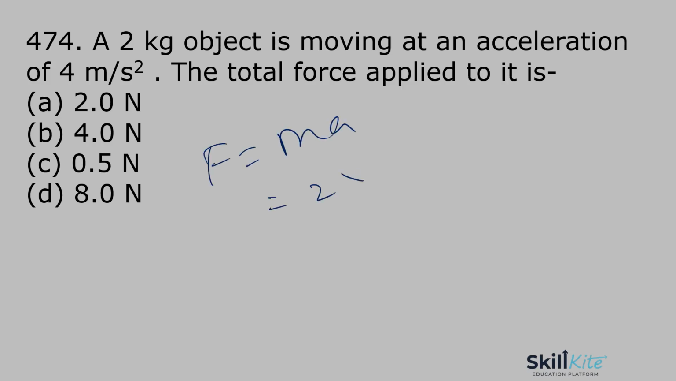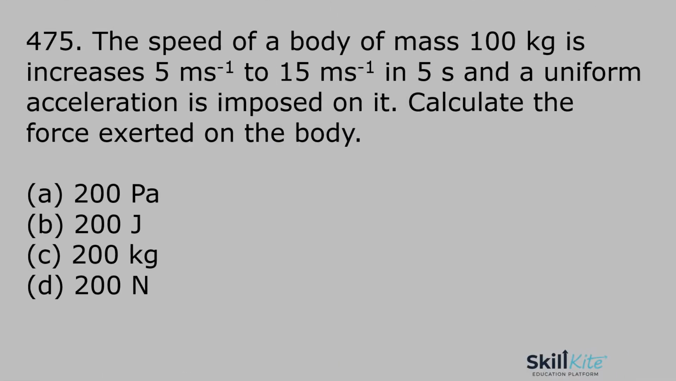So mass 2 into 4, that is 8 newtons. Okay, option D. The speed of a body of mass 100 kg increases from 5 meter per second to 15 meter per second in 5 seconds and a uniform acceleration is imposed on it. Calculate the force exerted on the body.